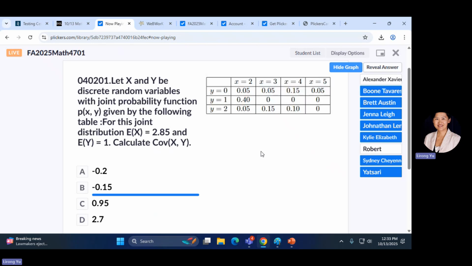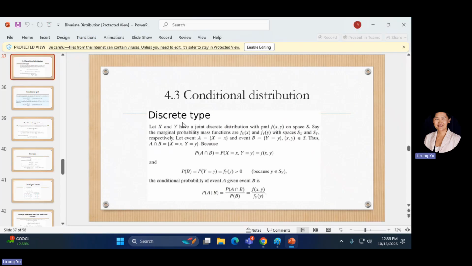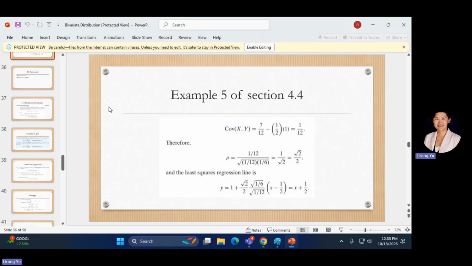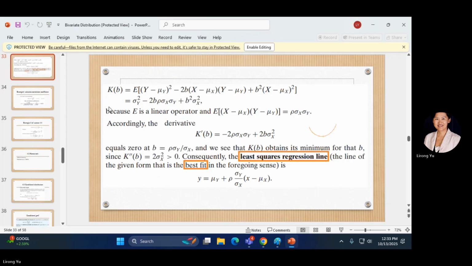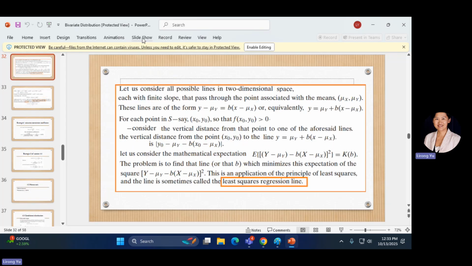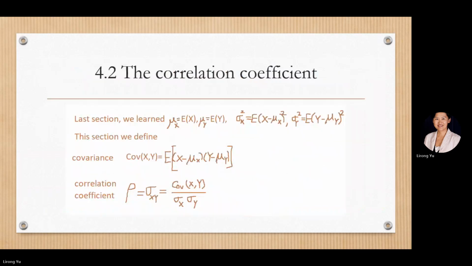So the final answer is negative 0.15. Any questions? Okay. So do you have any homework question you want to talk about before we start? I think we went through most of it on 4.2, at the end of the class last time.